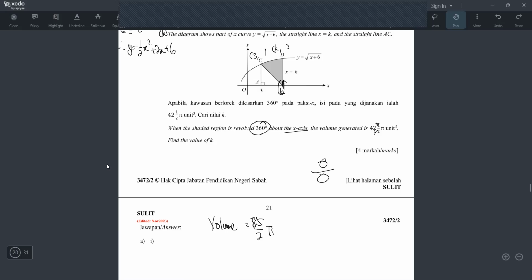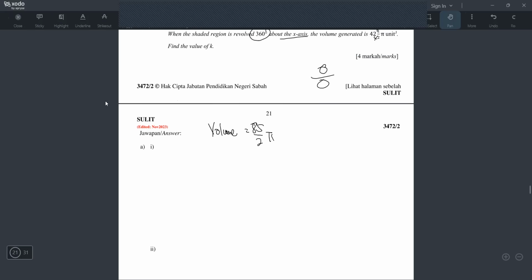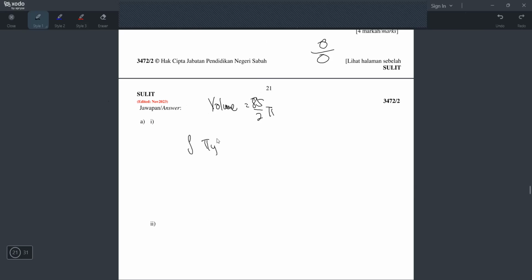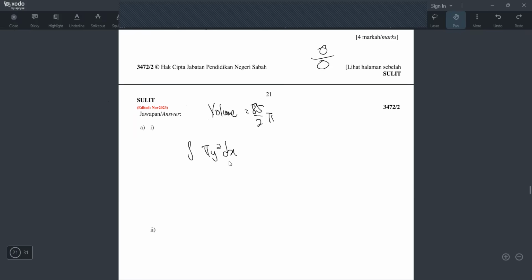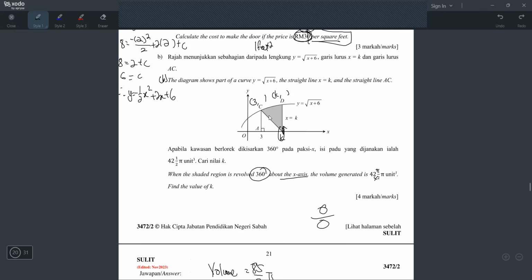Volume of the shaded region. For volume, you cannot choose which axis. If they say revolve about the x-axis, automatically your formula will be integrate pi y squared dx. If it's dy, then it's pi x squared. So in this question, obviously I have to take it to the x-axis, but look at the shaded region. When you take it from here to here, it has to be a straight line. But this line is not a straight line. It means you have to take something minus something. You cannot find the volume directly. You have to take the volume of this, and then minus the cone volume.